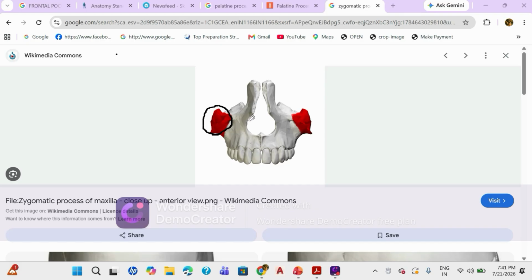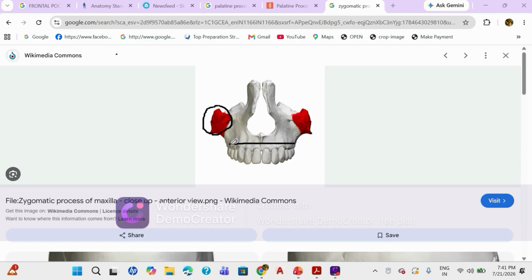Then we have the alveolar process. In this diagram, we can read about the alveolar process. This is the alveolar process. It has a thick arched border behind and contains the sockets for the roots of the teeth.